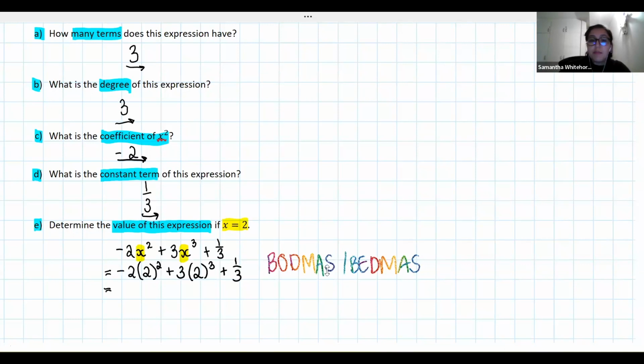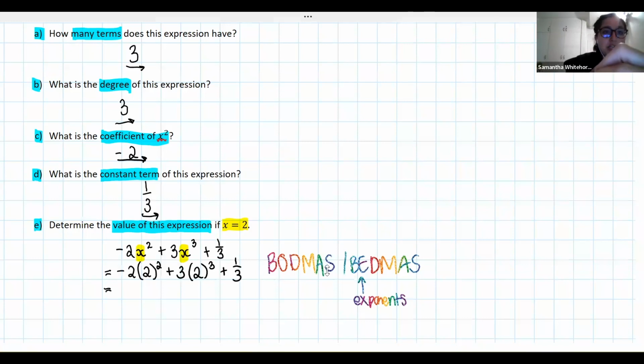And that's why I prefer bedmas, because this E means exponents. And so that just reminds me that I need to deal with the exponents very early on in my simplification process.